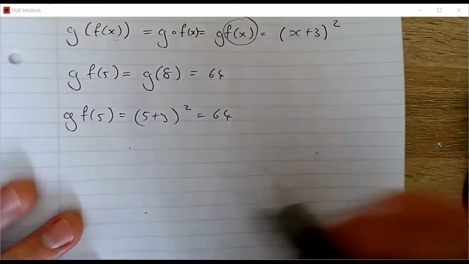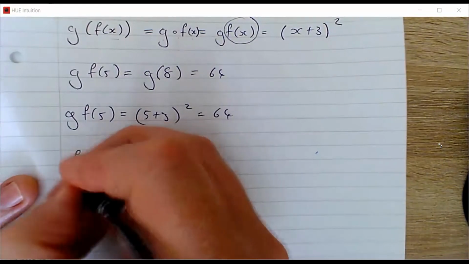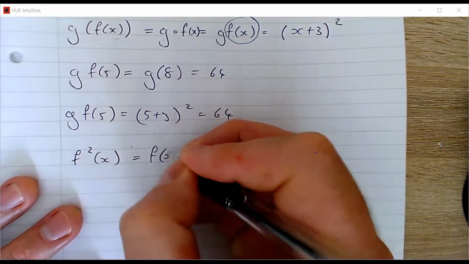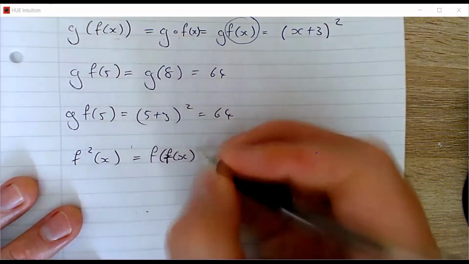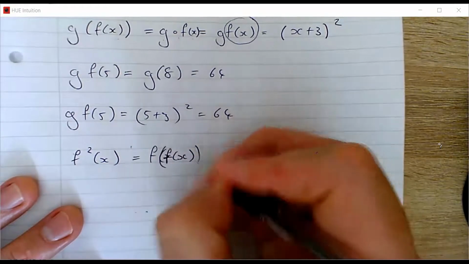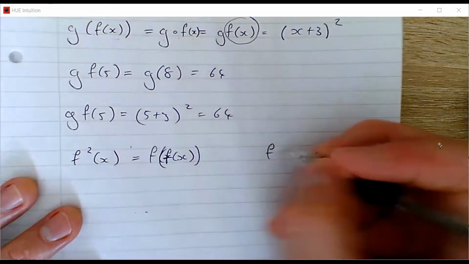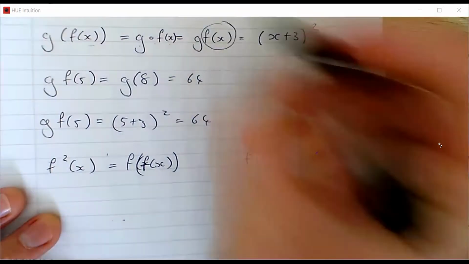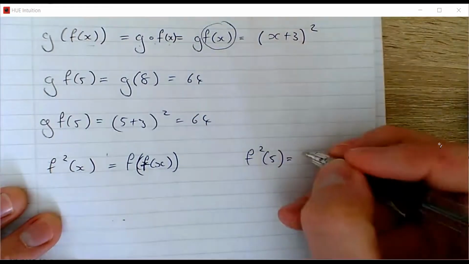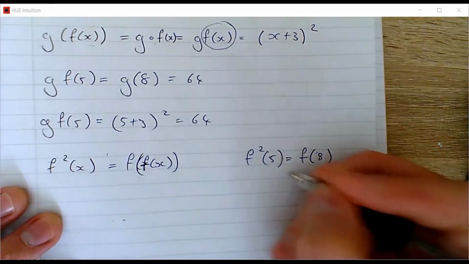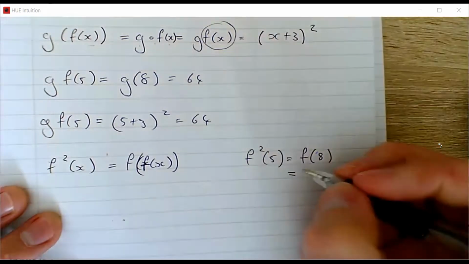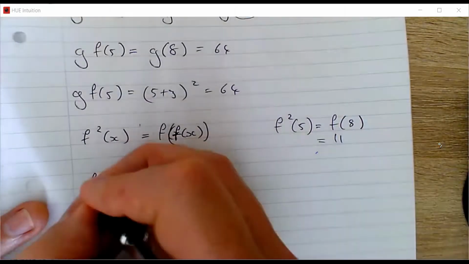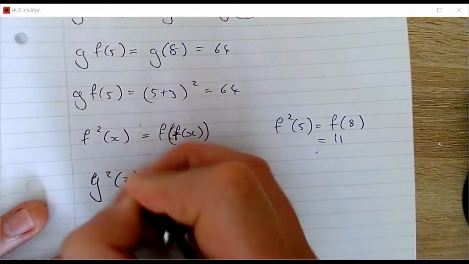Just some other notation you might see here as well is f squared of x, and that means f of f of x. So it's plug your value for f of x in. For example, f squared of 5 is, well, f of 5 is 8, so it's the same as f of 8. And then f of 8 is 8 plus 3, which is 11. So it means you're doing the function twice. Stop there. Try g squared of 2. See how you get on.